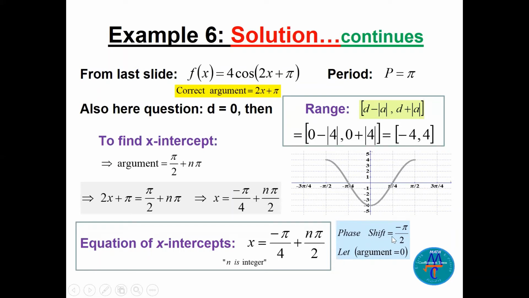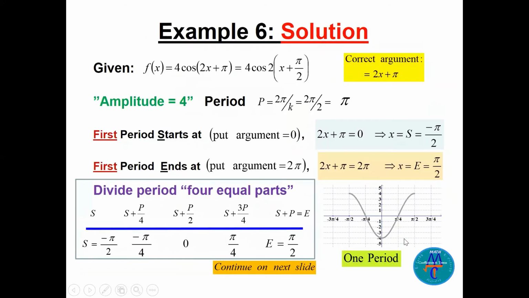Now the phase shift, as I said, let argument equal 0, or you can see it. So the phase shift is minus pi over 2. You can see it from this here after you take k common factor.